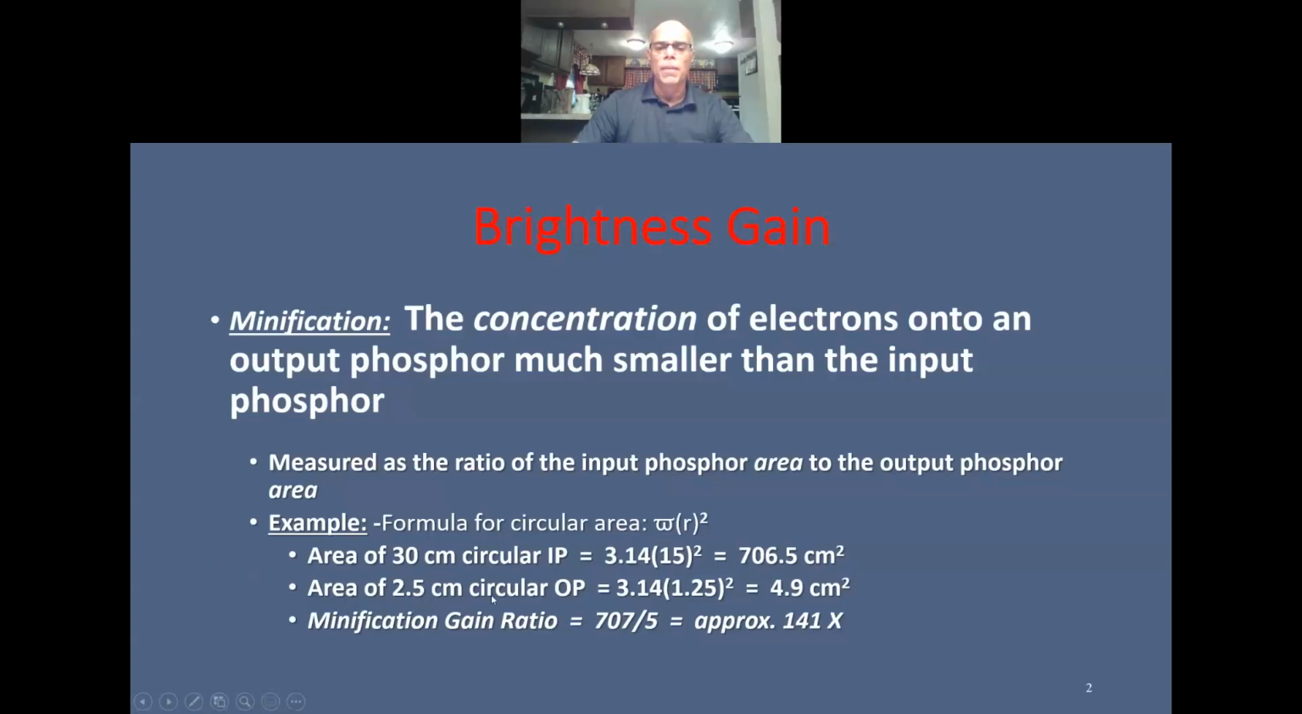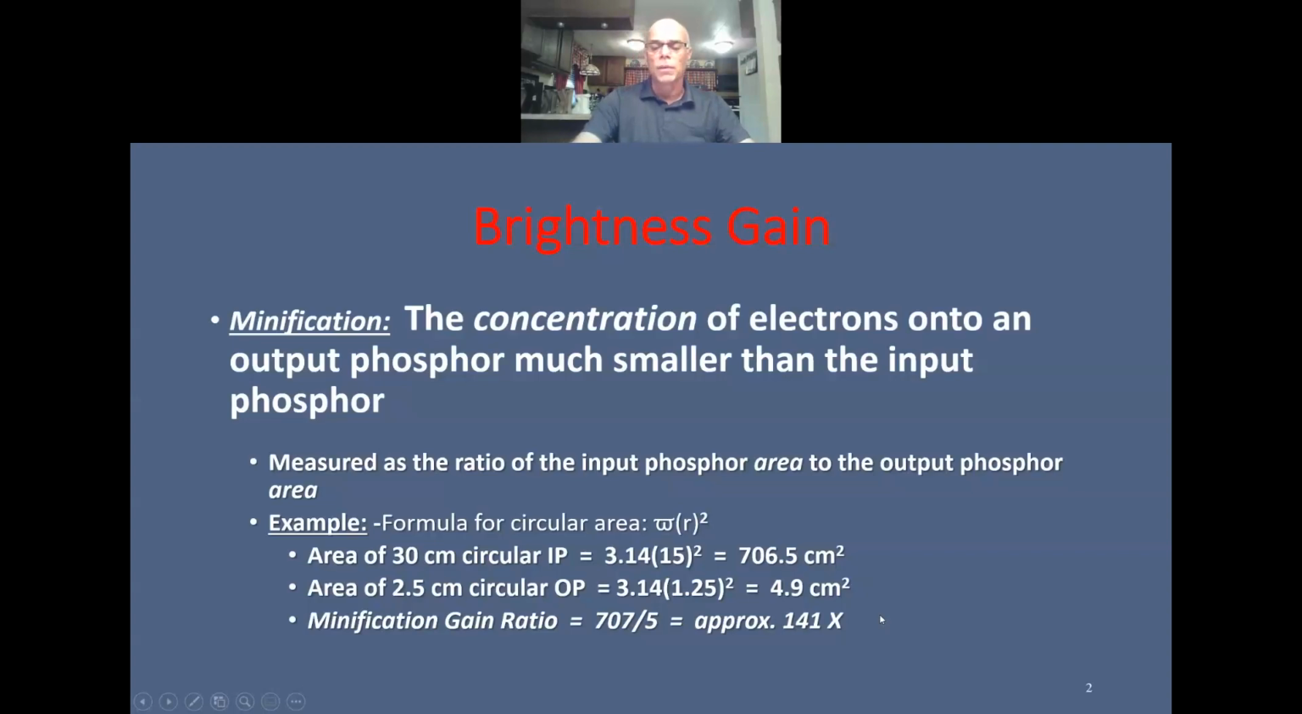The area of your output is very small. It's 1 inch or 2.5 centimeters. They're both equal. So we take half of that to get the radius, which is 1.25. Squaring that, then multiplying by 3.14, which is pi, you're going to get 4.9. So you're seeing the input is very large, 706 square centimeters, versus 4.9, we'll round that up to 5. So we have 706 over 5. 706 divided by 5 gives you 141 times brightness. And that's just through minification.